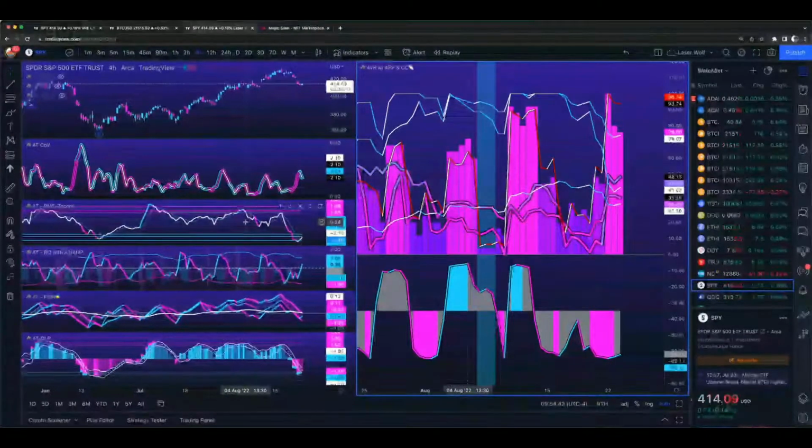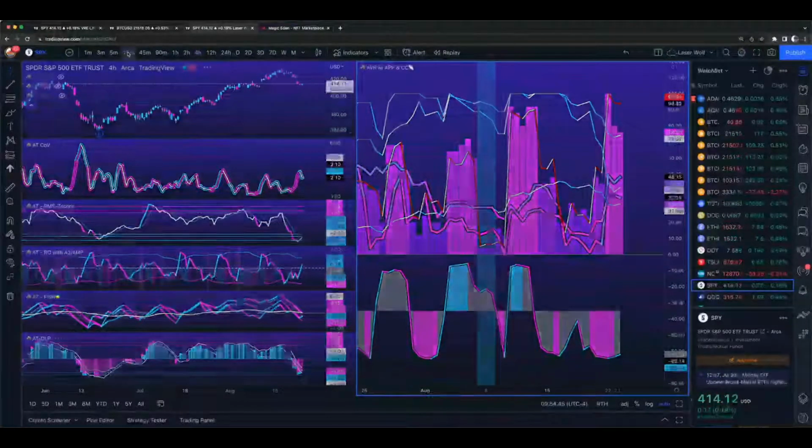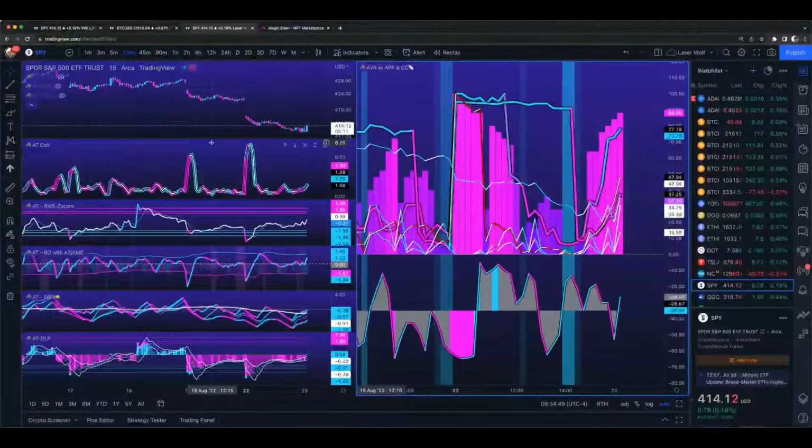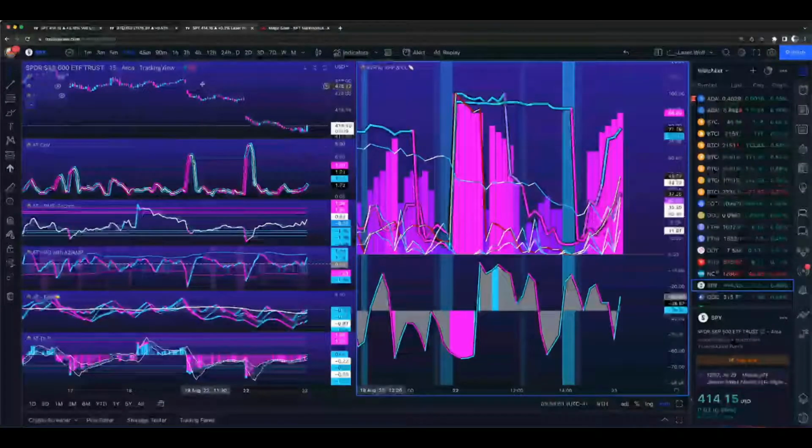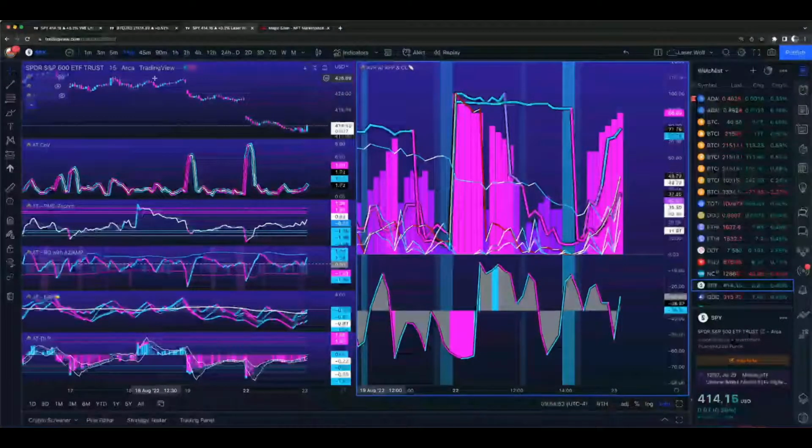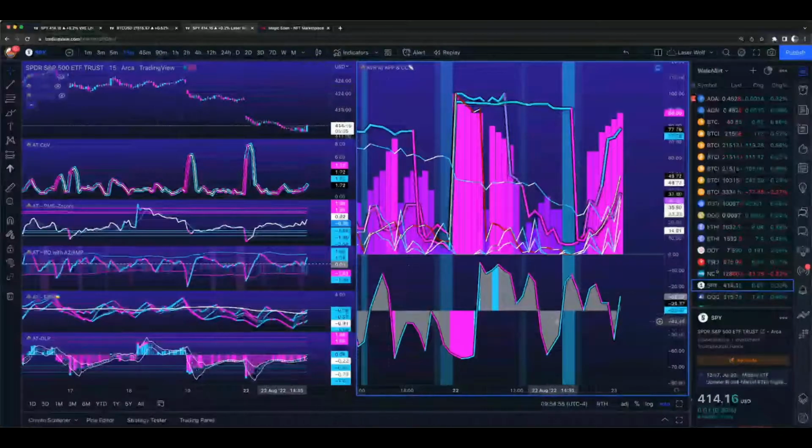But yeah, the bull div on the 4 hour, I like it. SPY's actually looking good. Let's be honest, it was having a good run, right? I don't think it's over. I really don't.